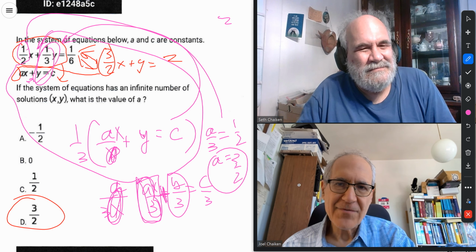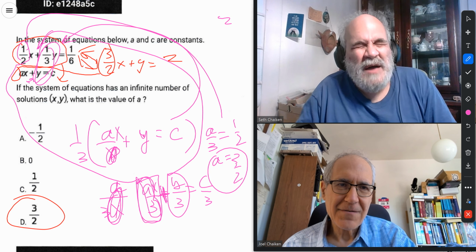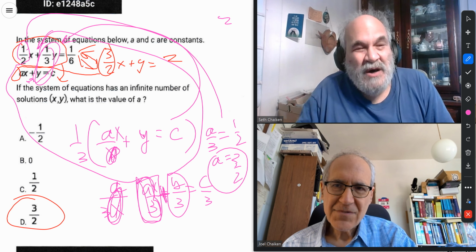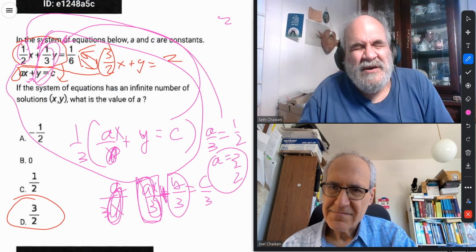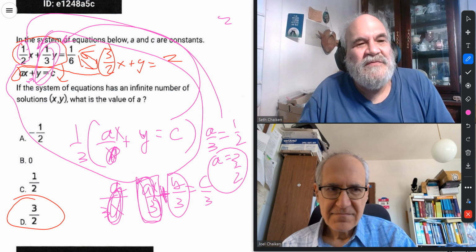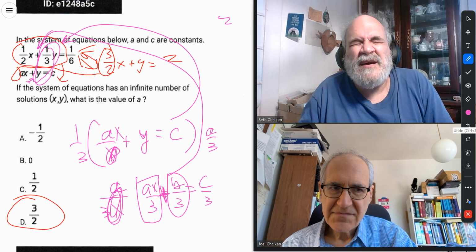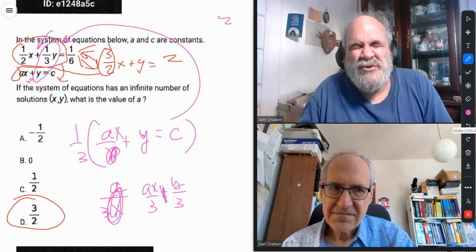I'm just matching coefficients. It's very similar to how you did it. I match coefficients also. But I converted the first equation into the form of the second so that I could do it much more rapidly than you did.